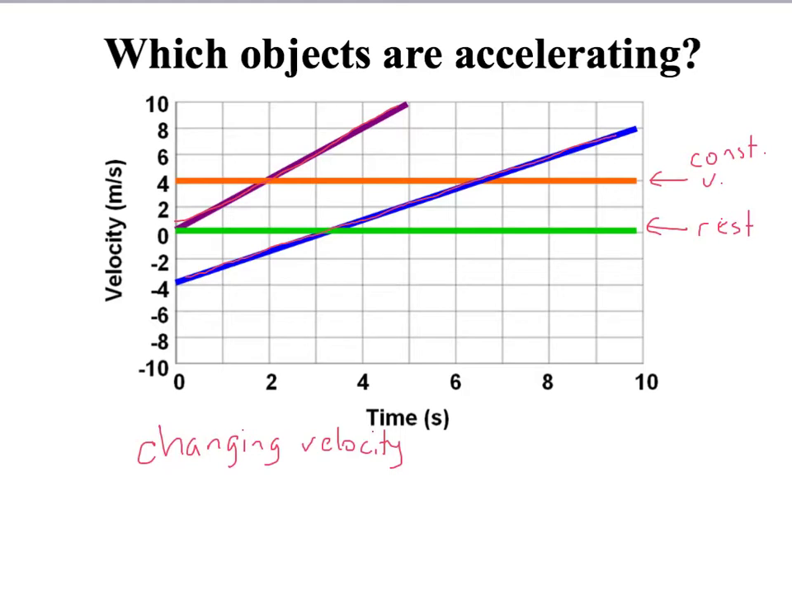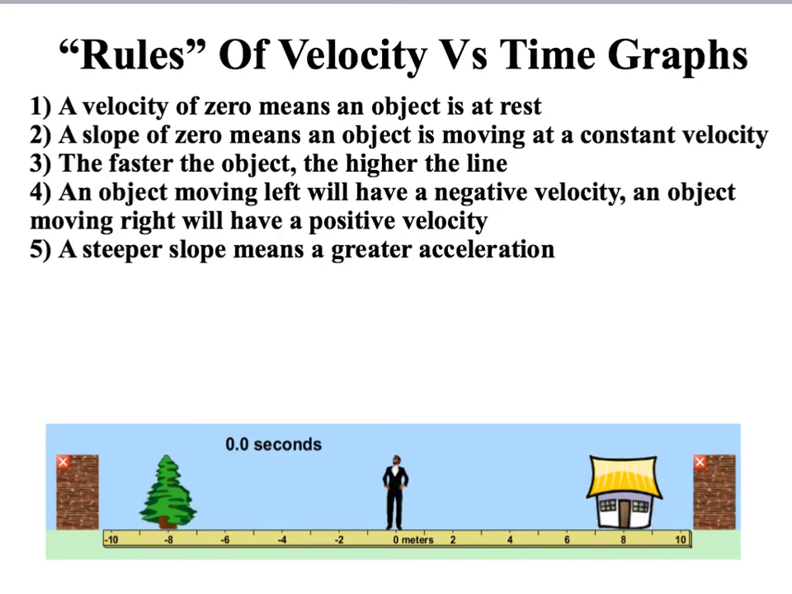And hopefully you remember from the last video that the change in velocity divided by time equals acceleration. So, what's happening to these guys? They're accelerating because they're changing their velocity. Now we can add another rule to our rules for velocity versus time graphs. If there is a slope to the line that's not 0, that would mean that an object is accelerating. And the steeper the slope means the greater the acceleration.